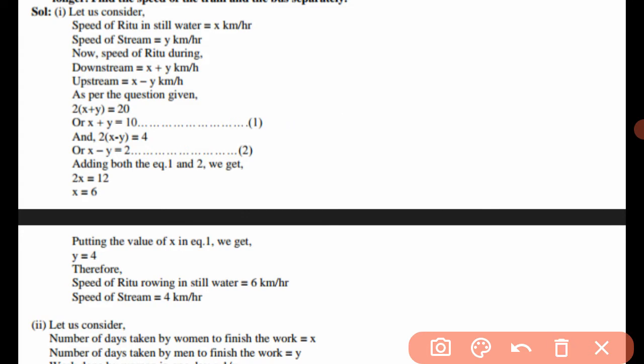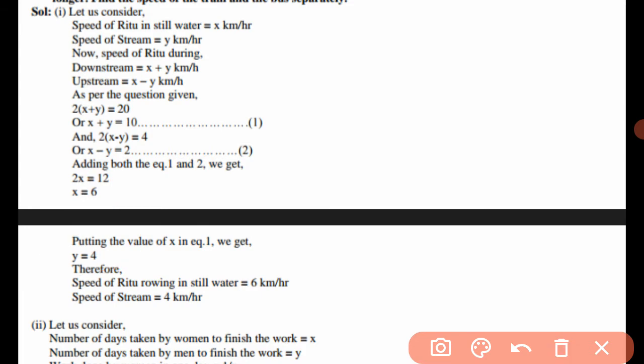First equation will become x plus y equals 10, and for the second equation it will be 2 into x minus y equals 4, that is x minus y equals 2. Now we can solve these two equations by adding. The value of x will be equal to 6, and by putting this value of x in equation number 1 or 2, we can find the value of y. So y will be equal to 4.